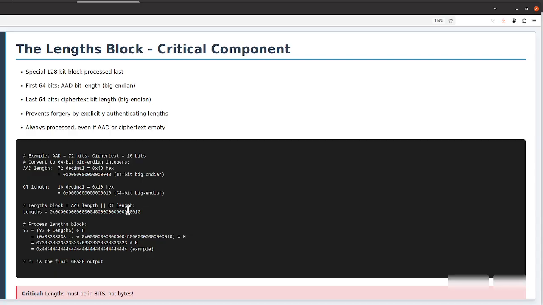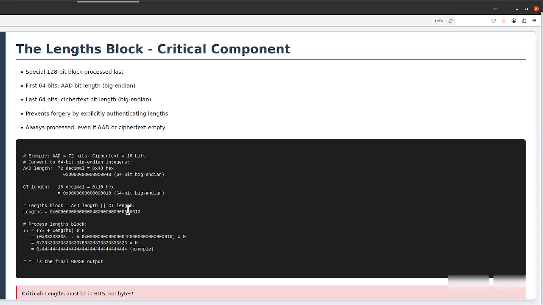The lengths block is structured as follows. The first 64 bits contain the length of the AAD in bits, and the second 64 bits contain the length of the ciphertext in bits. Both lengths are represented as 64-bit big Endian integers. For example, if your AAD is 72 bits and your ciphertext is 16 bits, the lengths block is 0x00...48 00...10 in hexadecimal.